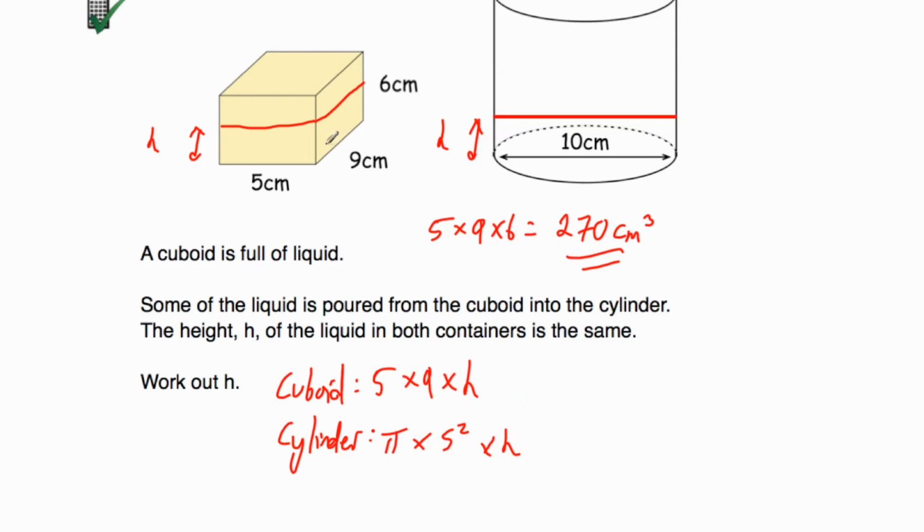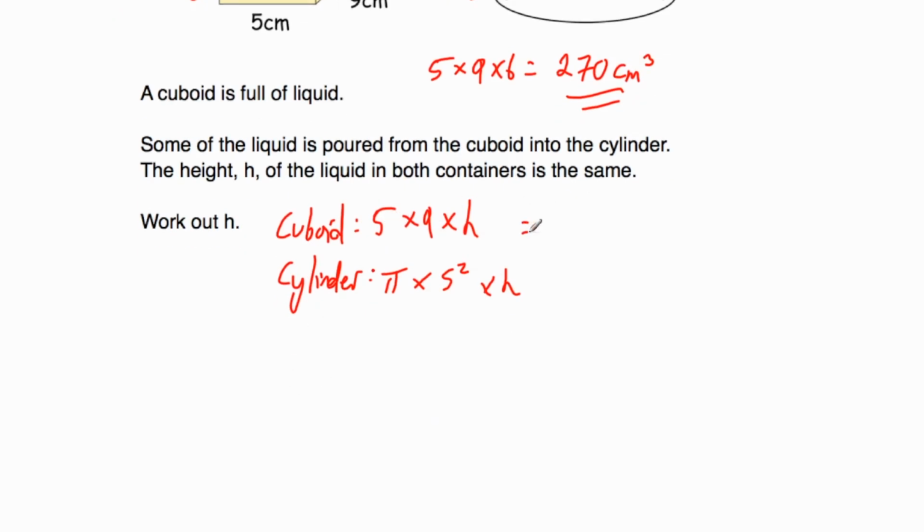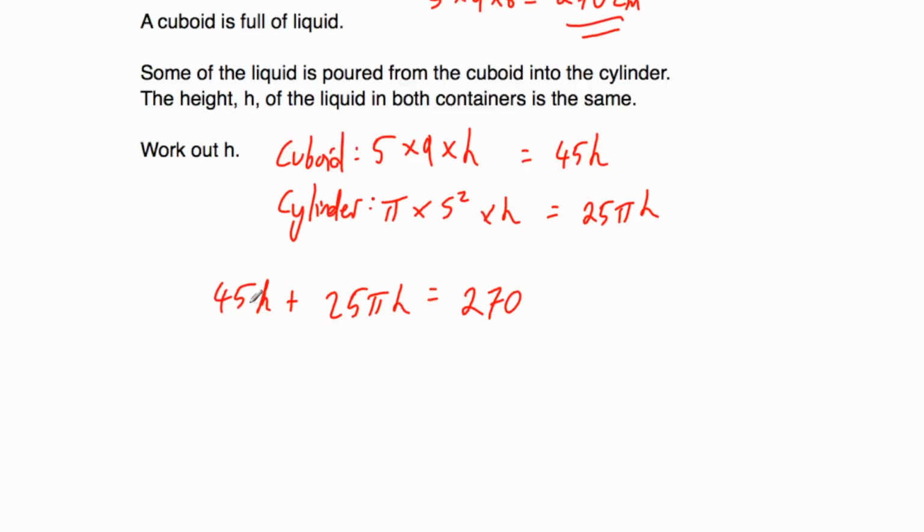But what we do know is that if we have this amount of liquid and this amount of liquid and we put them together, there'd be 270 centimetres cubed. So that gives us an equation we can write. If we do a bit of simplifying here, 5 times 9 is equal to 45h. And if we look at our cylinder, 5 squared is equal to 25, so we've got 25 times pi times h, so it's 25 pi h. If we add these together, we get 270. So 45h plus 25 pi h is equal to 270. So here we've got an equation.